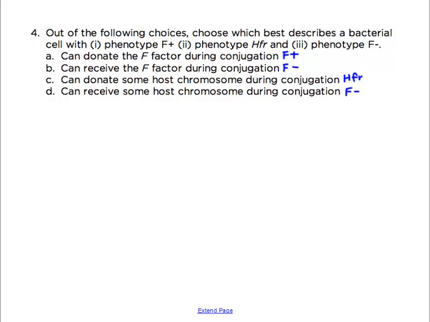So this is just application of theory. F minus are generally the recipients, F plus are the donor cells, and HFR are also donor cells, but they can bring along and donate some host chromosomes during the contact of conjugation.